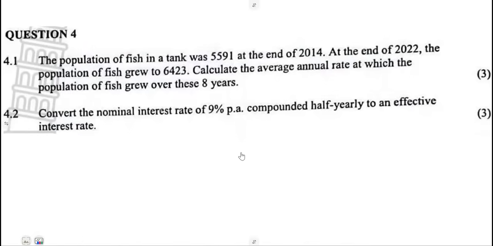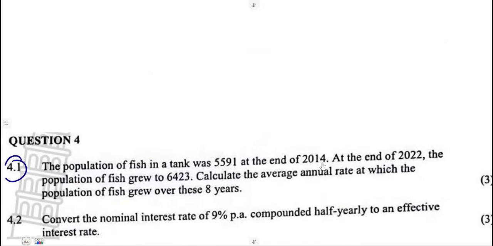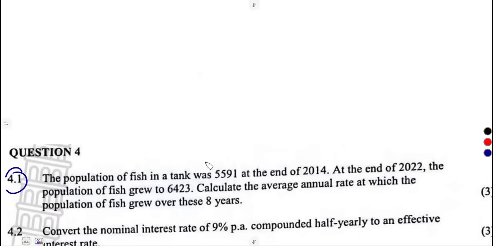Then question 4, which is part of our financial mathematics. 4.1, we are given a condition of a growth. This is a growth here. The population of fish in a tank.